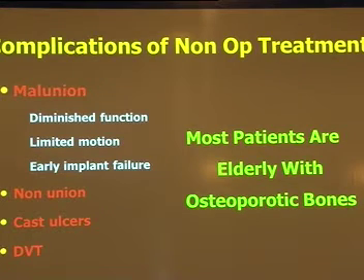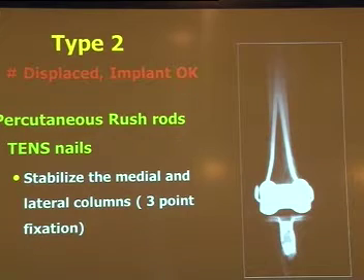Complications, we must all know that malunion with resultant diminished function, limited motion, and early implant failure. You could end up with non-union, cast ulcers, and even DVT. And you must remember that most patients are elderly and they have osteoporotic bones.